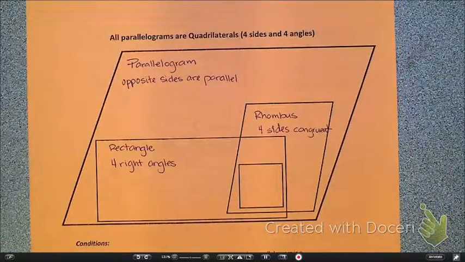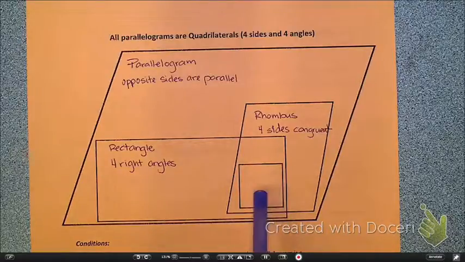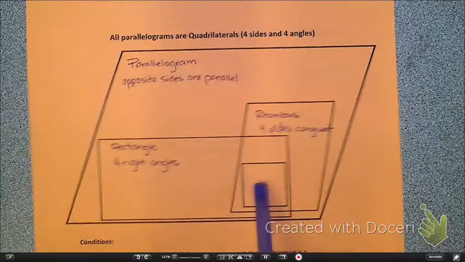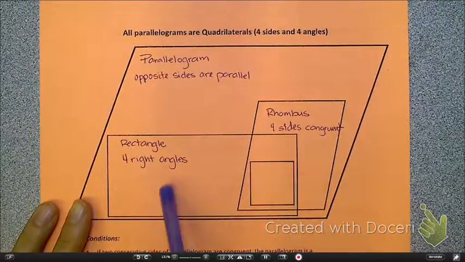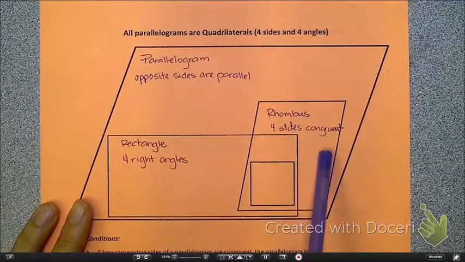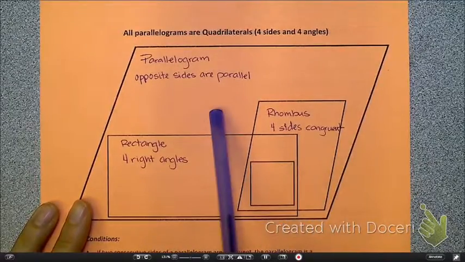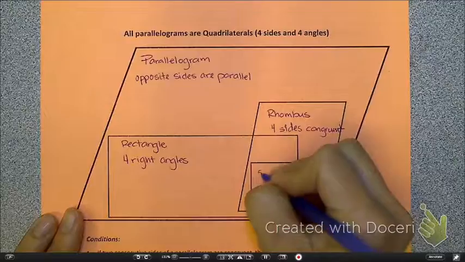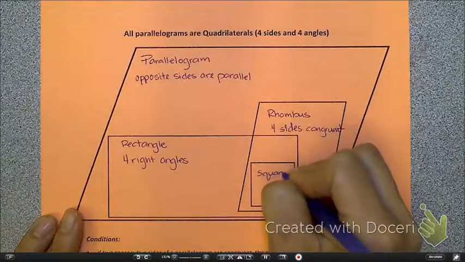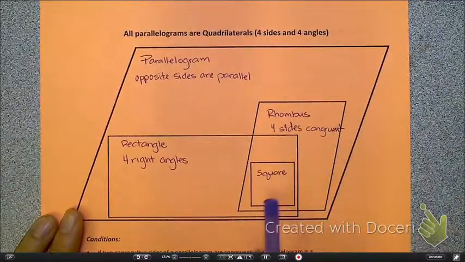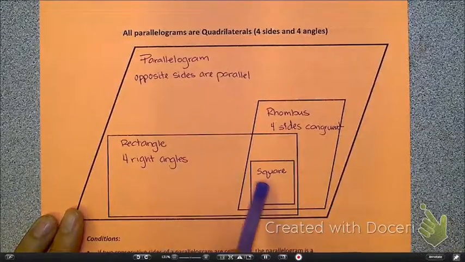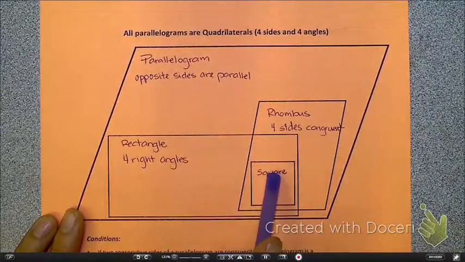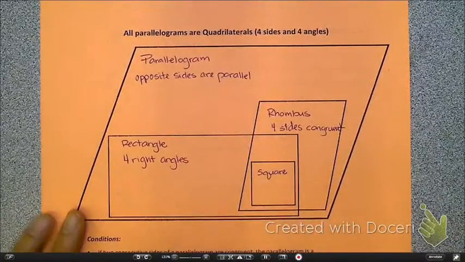Okay, and then last we have our most specific shape, which is a square. So a square is part of being a rectangle. It's part of being a rhombus. It's also considered a parallelogram. Okay, and the reason why it's part of all of them is because it has the properties of all of them. It has 4 right angles. It has 4 congruent sides, and it has the opposite sides, which are parallel.